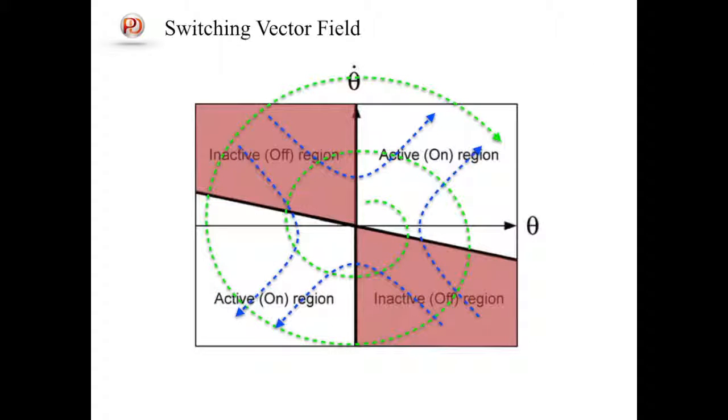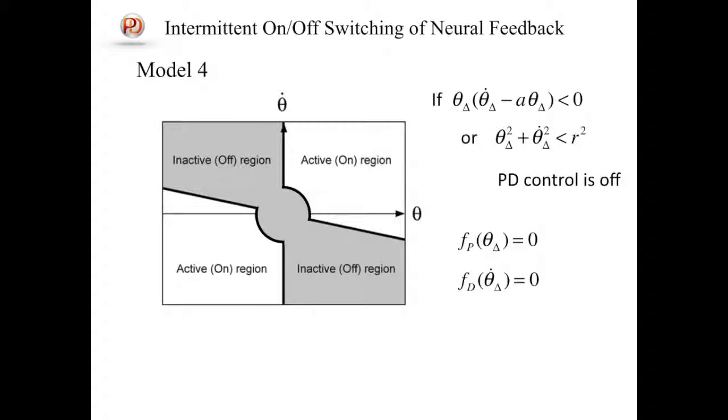In summary, by switching two unstable vector fields properly, the fixed point can be asymptotically stable. It is especially important to notice that the saddle stable manifold plays a significant role to push the state point towards the fixed point. At last, let's try to modify the on-off condition a little bit. We will add a circular off region around the fixed point.